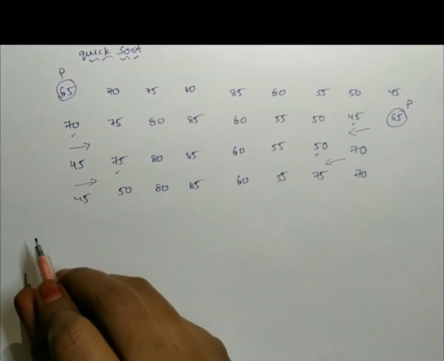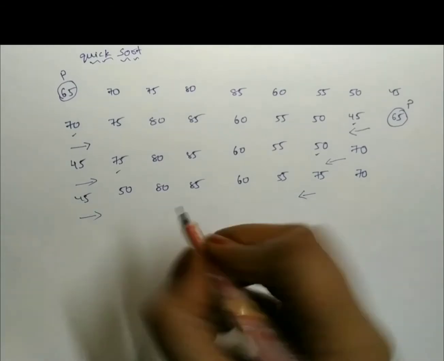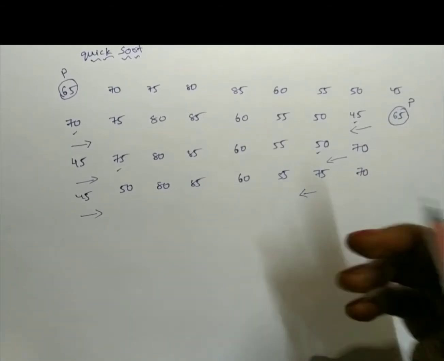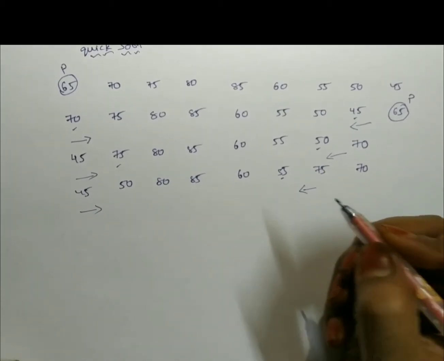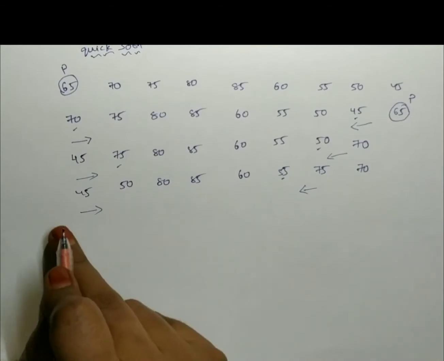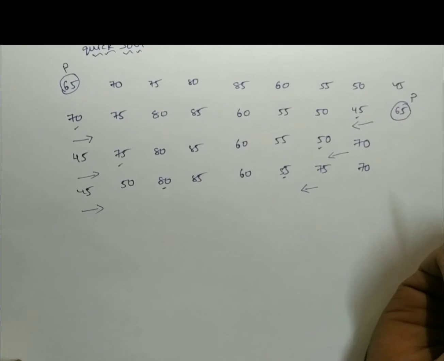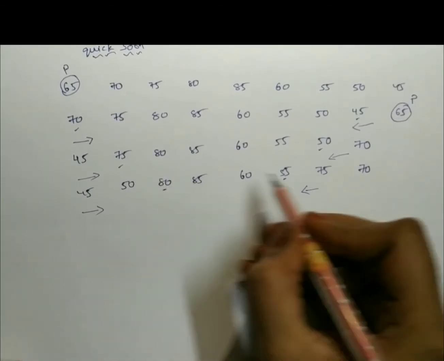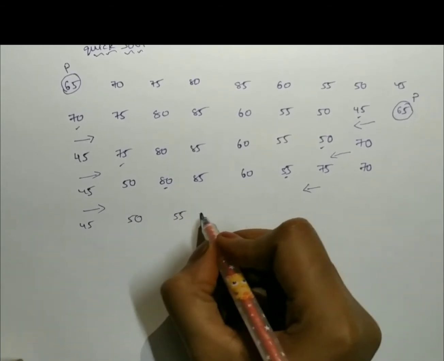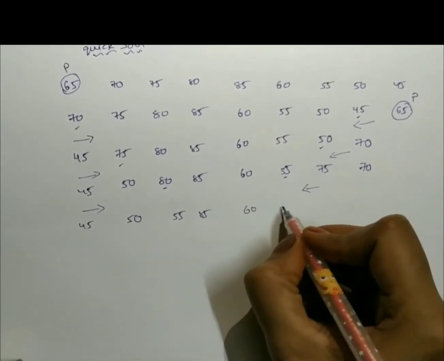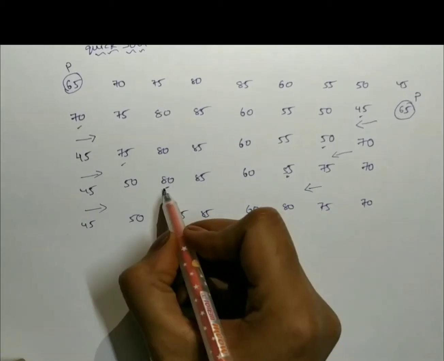Again you need to travel from right to left and left to right. While moving from right to left, you need to consider the element smaller than the pivot element, that is 55, and while moving from left to right you need to consider the element greater than the pivot element, which is 80. Now you need to swap these two elements: 45, 50, 55, 85, 60, 80, 75, 70. These two elements were swapped.